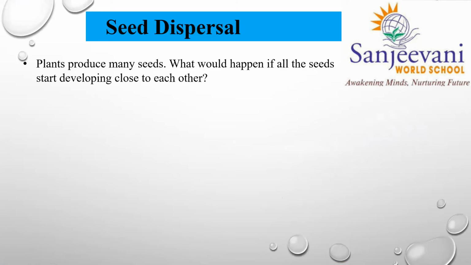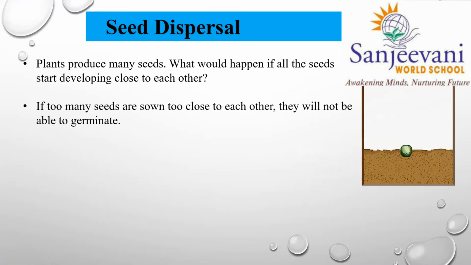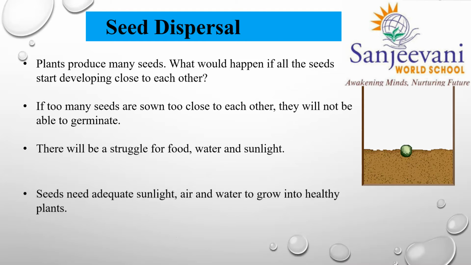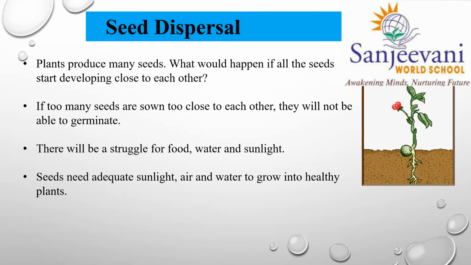So, what do we mean by seed dispersal? Plants produce many seeds. What would happen if all the seeds start developing close to each other? If too many seeds are sown too close to each other, they will not be able to germinate. There will be a struggle for food, water, sunlight, right? Seeds will not be able to get sunlight, air, and water. Then they will not be able to grow.